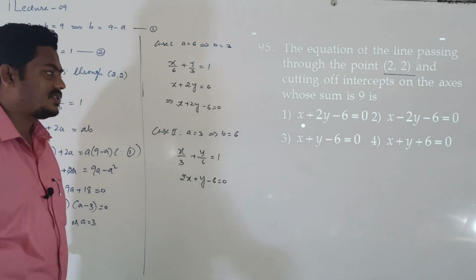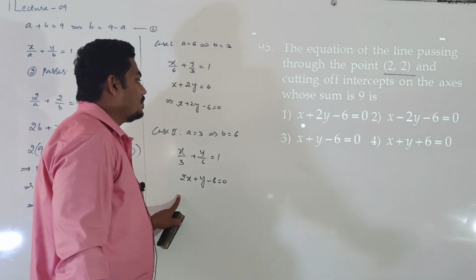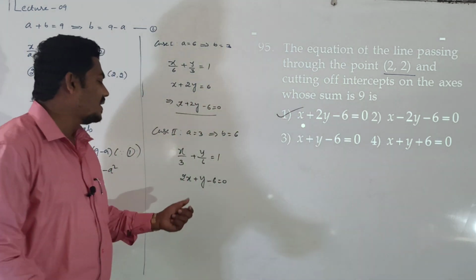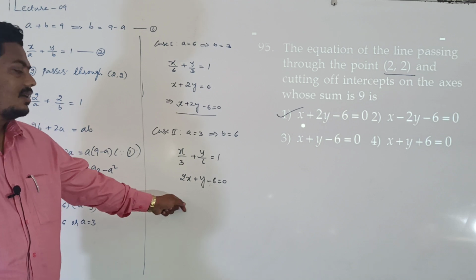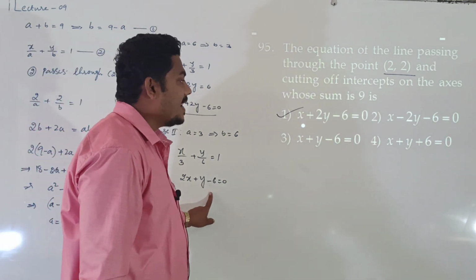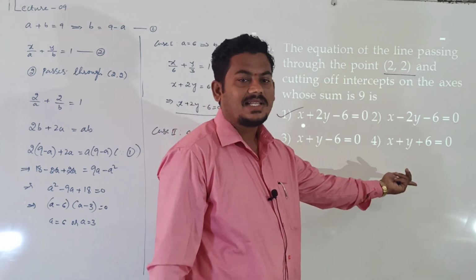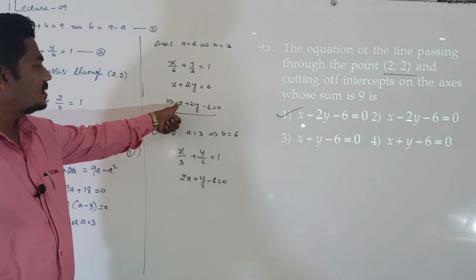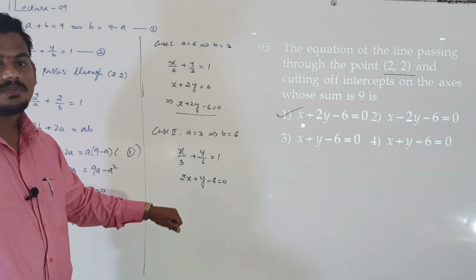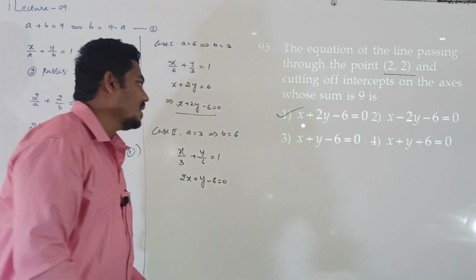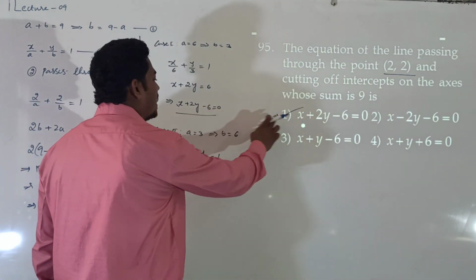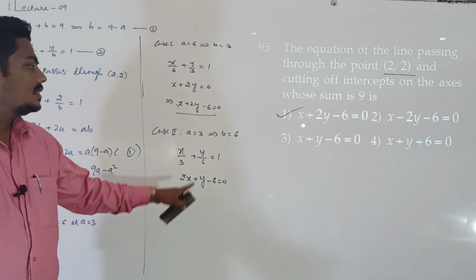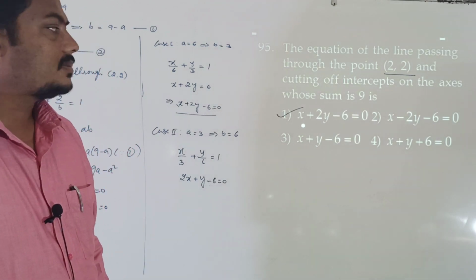Now look at the options. X plus 2y minus 6 equal to 0. Then check whether this equation is given in the options or not. 2x plus y minus 6. The 2x term is not there, which means this option is not possible. They may give this option or this one, right? Both are possible. You need to solve both the equations. In this case, clearly x plus 2y minus 6 equal to 0 they have given, the first case. Hence, the first option is the correct answer.